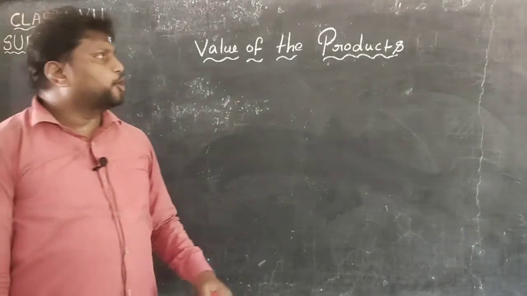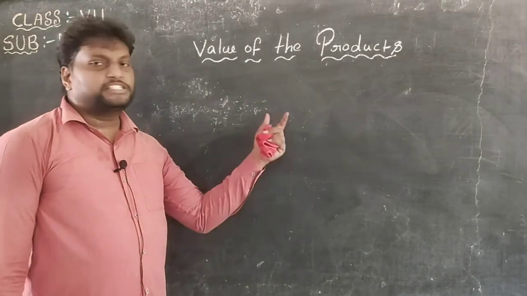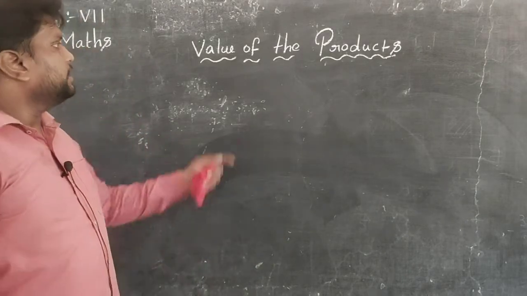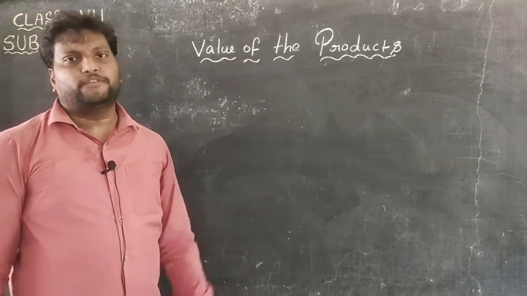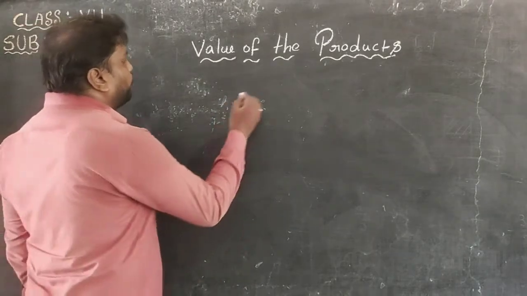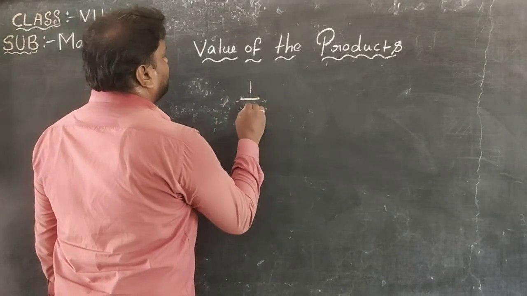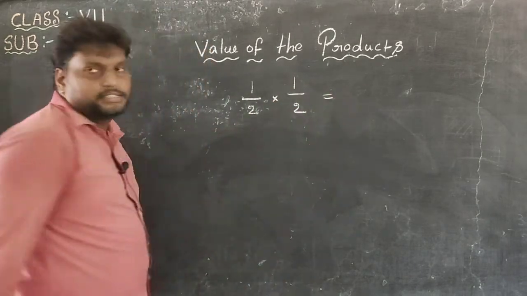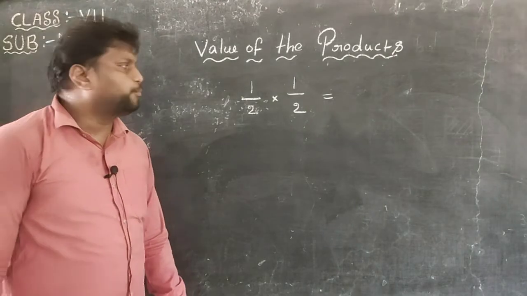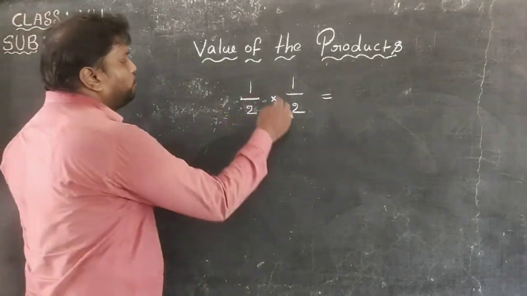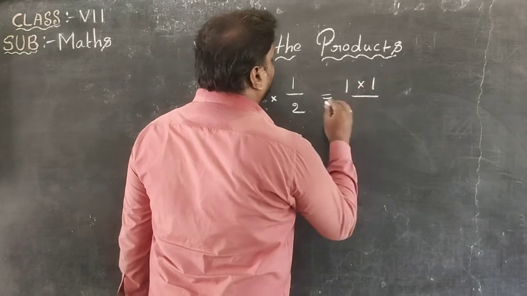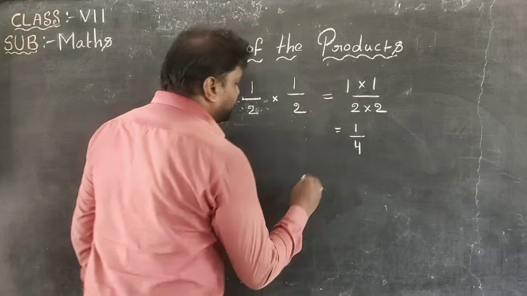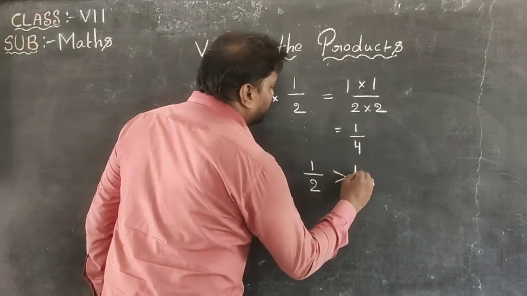The problems related to the multiplication of fraction by fraction and multiplication of fraction with whole number we will discuss next class. Now we will just check the value of the products. The product of two proper fractions is 1 into 1, 2 into 2, which means 1 by 4.